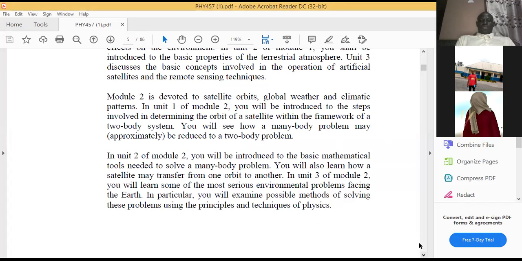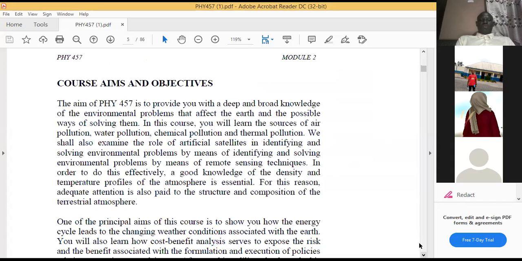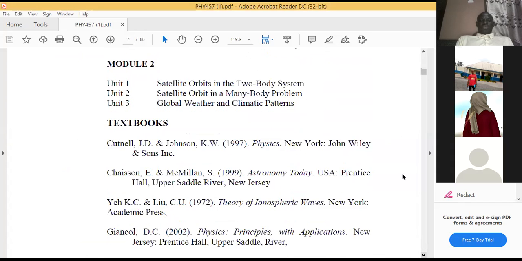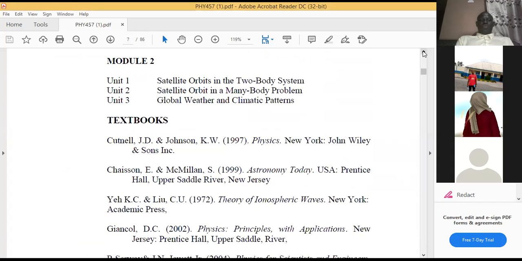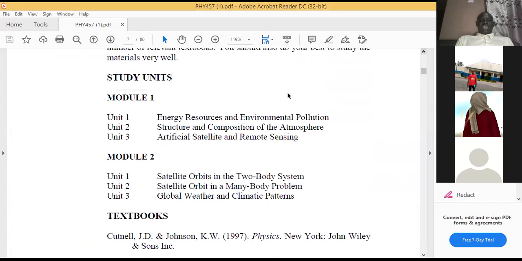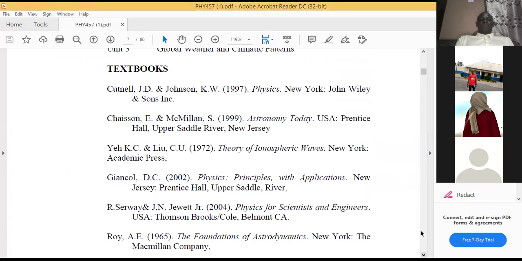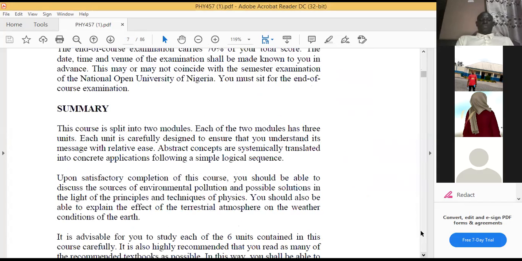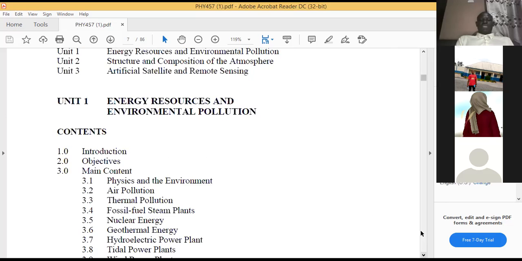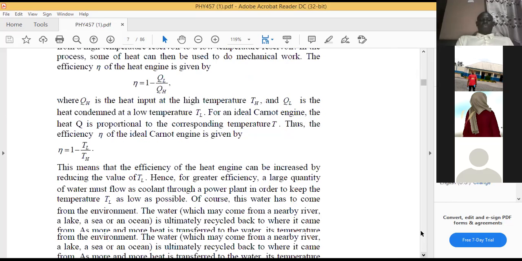Okay. So we've been able to deal with a lot. We've been able to deal with energy resources and environmental pollution. We talked about that last week. So we just dealt with the structure and composition of the atmosphere. I guess next week we'll be talking about artificial satellites and remote sensing. Let's see some examples in the notes now.